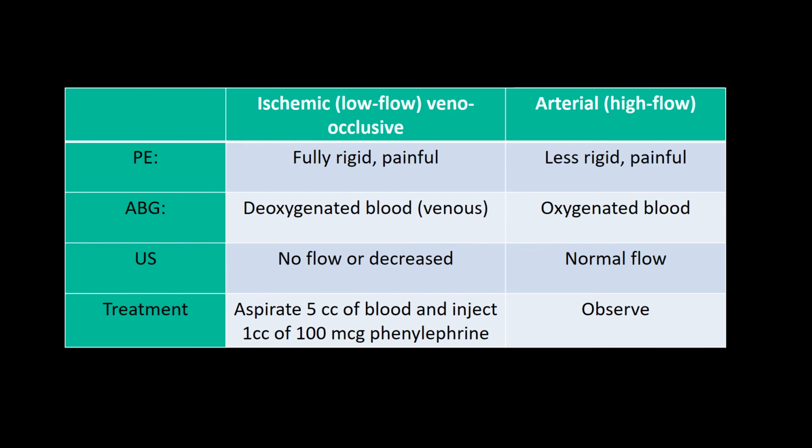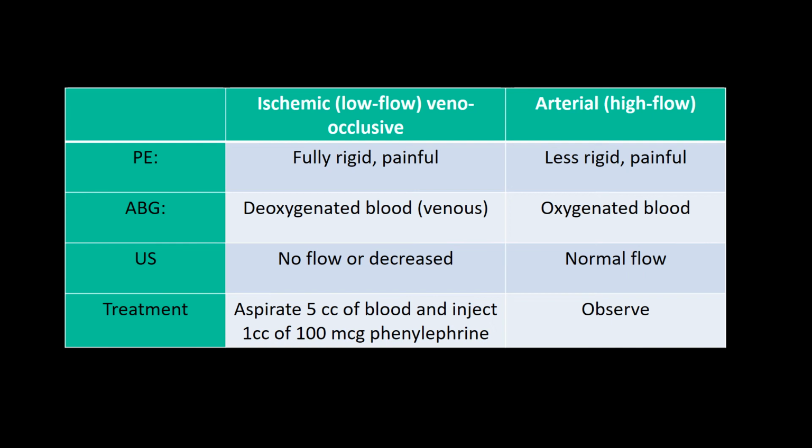The ischemic or low flow, also you may see it as veno-occlusive. The physical exam is fully rigid and painful. The ABG will be deoxygenated venous blood. The ultrasound will show decrease or absent flow, and the treatment is aspirate 5 cc's of blood and inject 1 cc of 100 micrograms of phenylephrine, and you can send that aspirated blood off to the lab if you need to double check the ABG, if it's venous or arterial or deoxygenated and oxygenated blood.